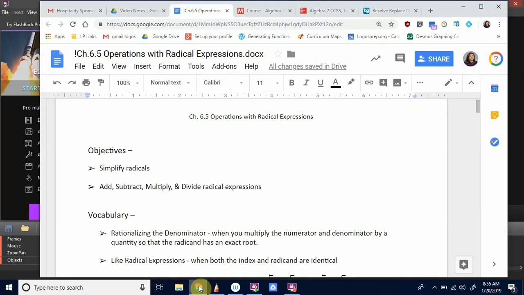Hello, this is lesson 6.5, Operations with Radical Expressions. Our objectives in this section are to learn to simplify and what it means to simplify a radical, and we're going to do all four operations. We're going to add, subtract, multiply, and divide and learn the rules for that. All right, so let's dig right into example 1.